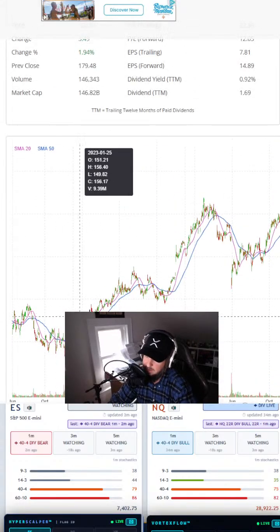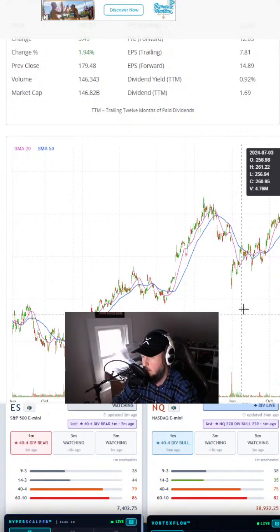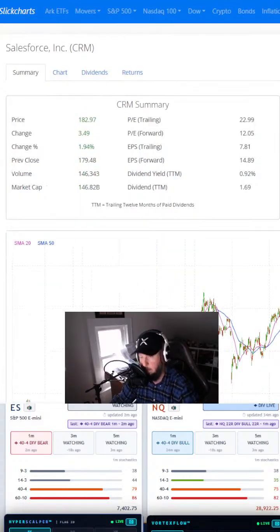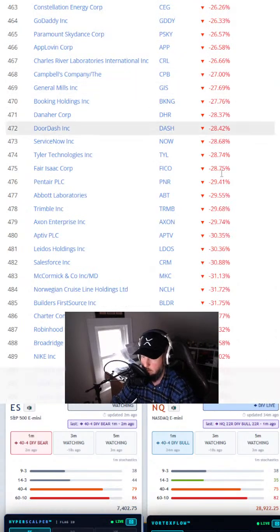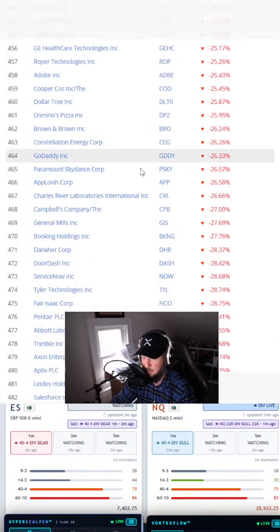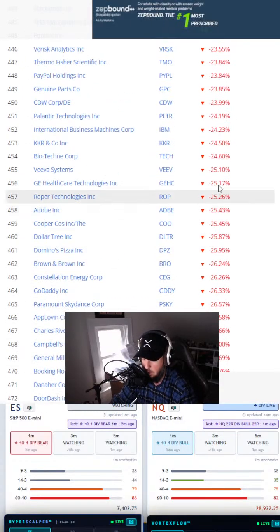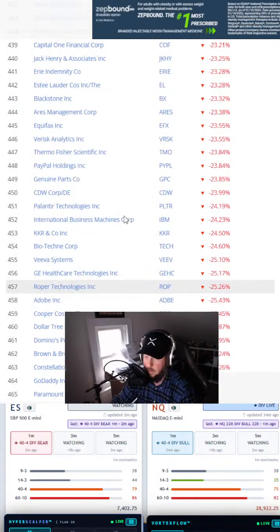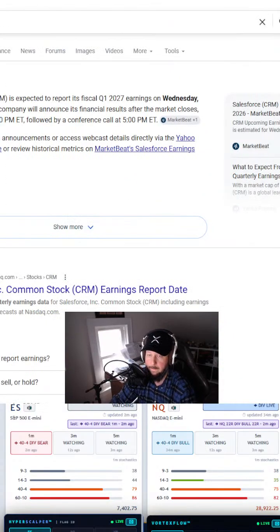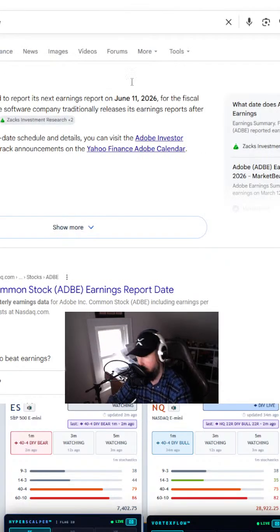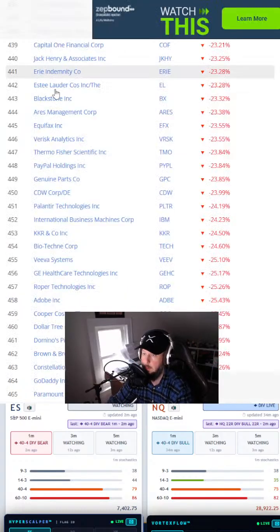So these are the deals. This is the kind of thing that Warren Buffett did, right? He just looked for value. He made his money when he bought the stock, not when it went up, because he bought it at such a low price. General Mills is down 30%, DoorDash is down 30%, AppLovin, GoDaddy, Domino's, Dollar Tree, Adobe. I think Adobe has earnings too, right? June 11th, so we have a while still for Adobe.